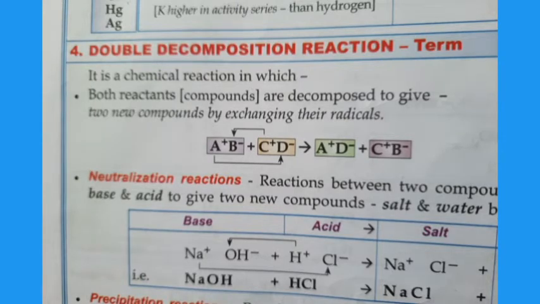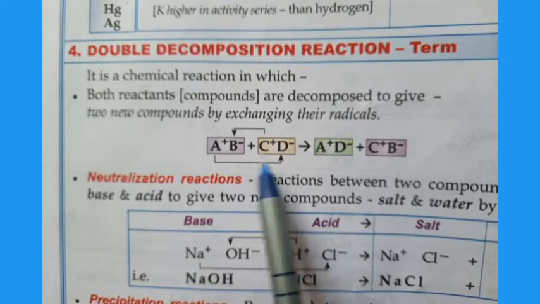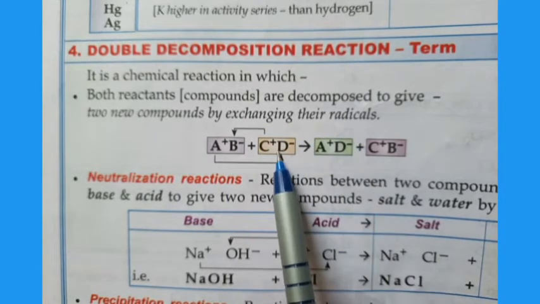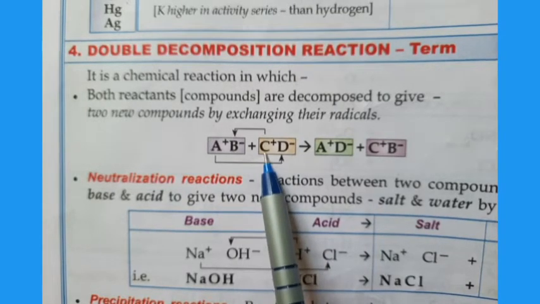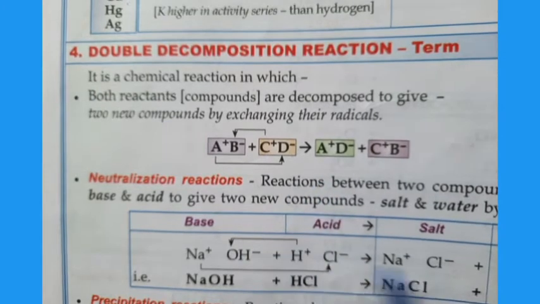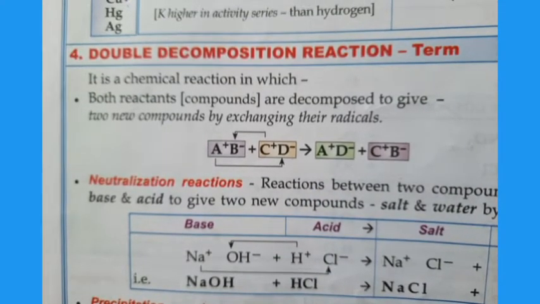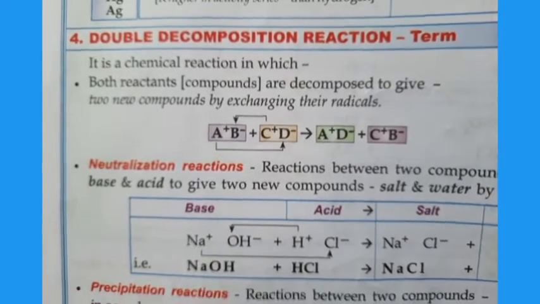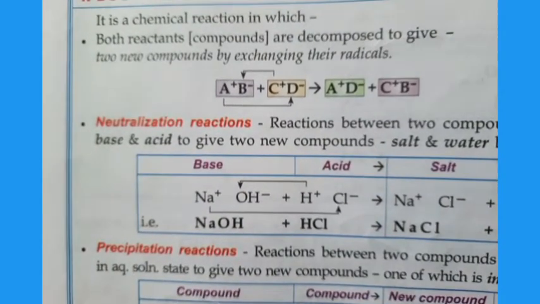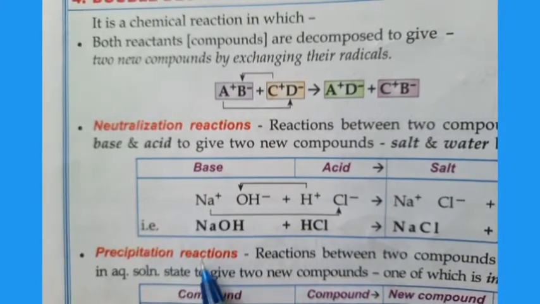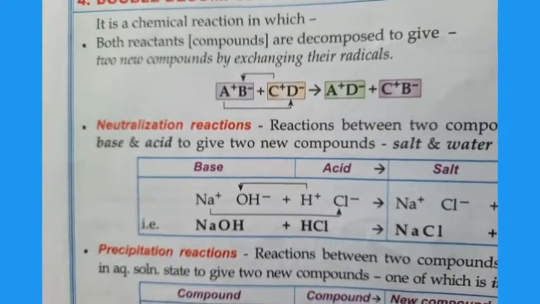Okay, now in double decomposition reaction, in the two reactants, AB is one reactant, CD is another reactant, there will be exchanging of their radicals, meaning D will go here, B will come here, so you get AD and BC as the products, and such is called double decomposition reaction. But this reaction is again categorized in two ways. One is called neutralization reaction, the other is called precipitation reaction. Let us see when we say neutralization reaction and when we say precipitation reaction.